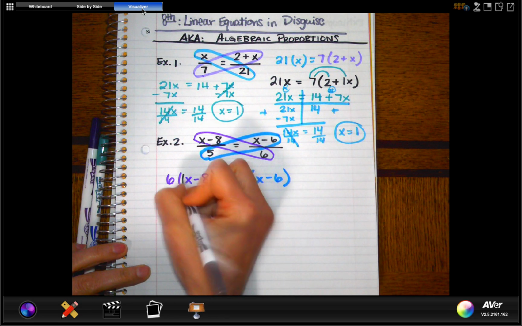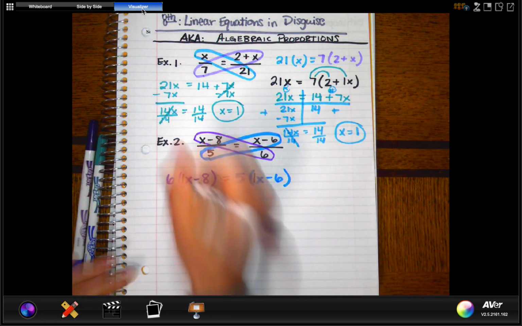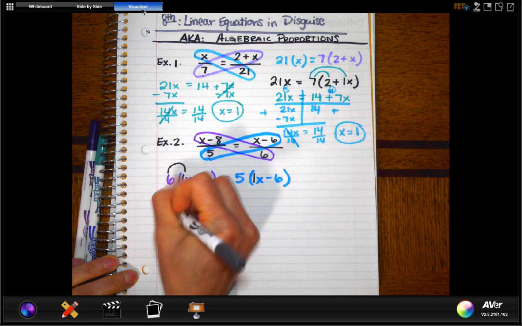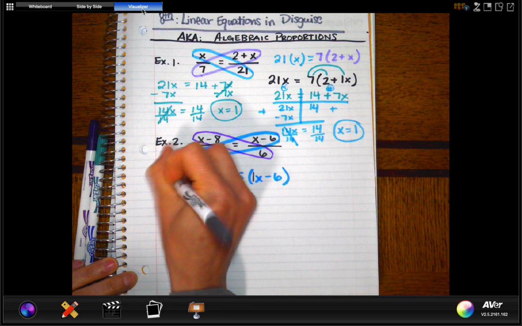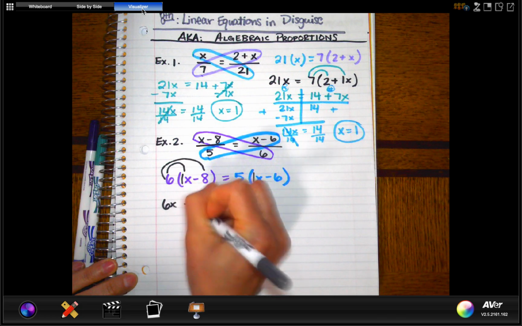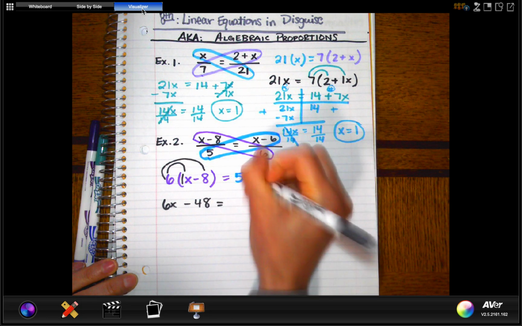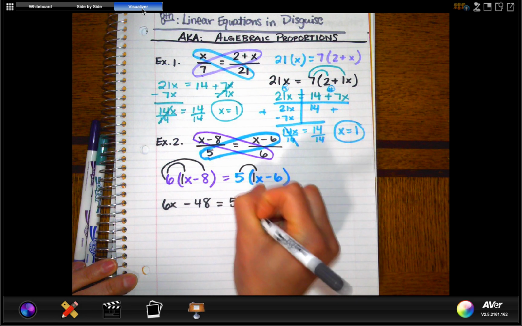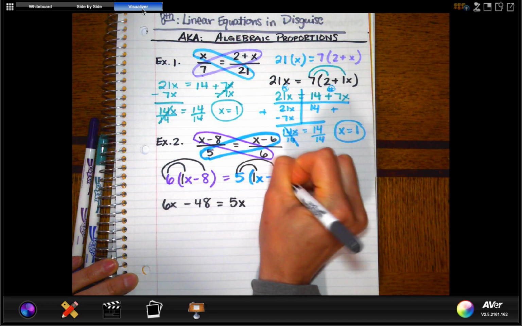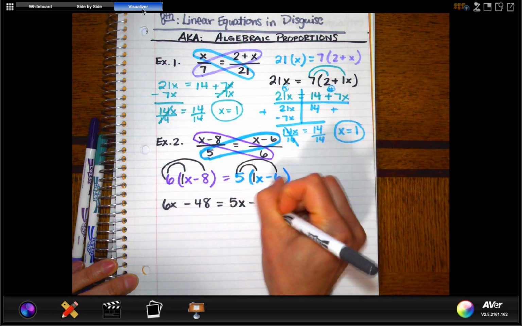Don't forget, this is really a 1x and a 1x. So 6 times 1x is 6x. 6 times negative 8 is negative 48. 5 times 1x is 5x. And 5 times negative 6 is negative 30.